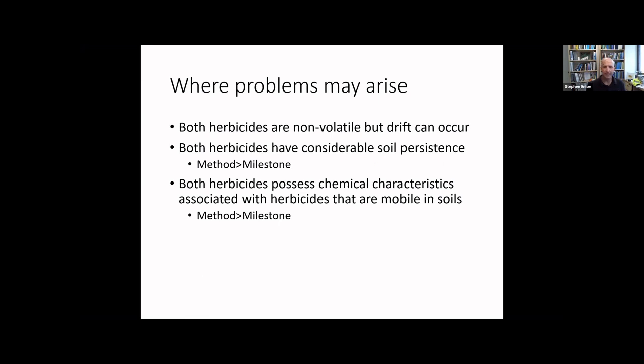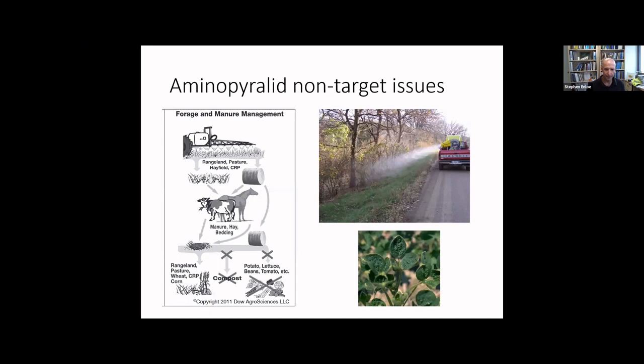It's not volatility. Drift can be an issue, and they both have some soil persistence. And they do have characteristics that are associated with mobility, with Method being a little bit higher than Milestone. So you put all three of these together, and this is where we can run into some issues for injury.